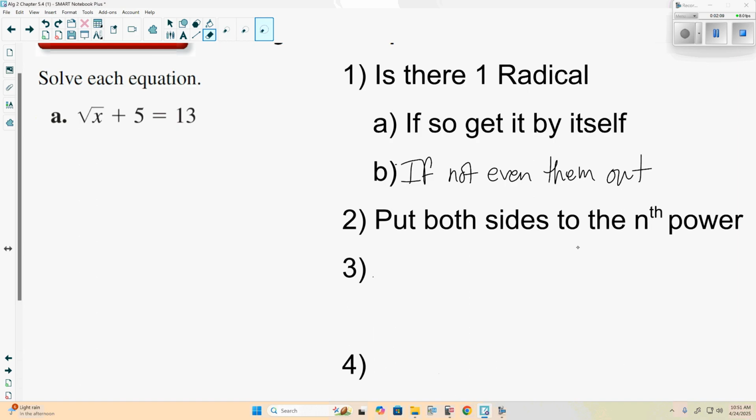We put both sides to the nth power. So if we're talking about square roots, we're going to put both sides to the second power. If we're talking about cubed roots, we're going to put it to the third power, and so on and so forth.